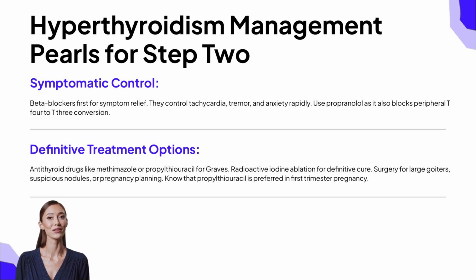For definitive treatment, you have 3 options: antithyroid drugs, radioactive iodine, or surgery. The high yield point for boards, Propylthiouracil is preferred in the first trimester of pregnancy because methimazole has teratogenic effects.